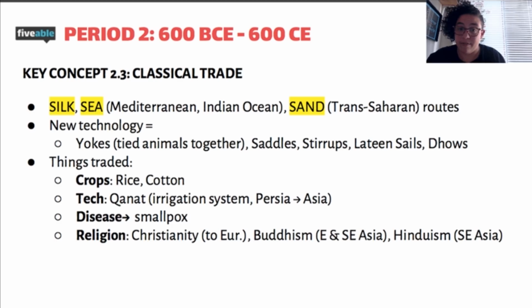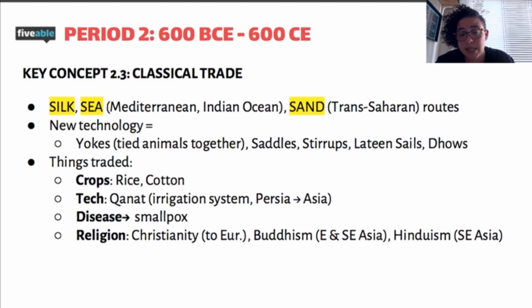Buddhism is going to spread from India all across China, all across Southeast Asia. And that's because a lot of trade. And then Hinduism will spread into Southeast Asia from India. And so the trade of these societies is immensely important to understanding how all of Afro-Eurasia became more connected after the classical era.